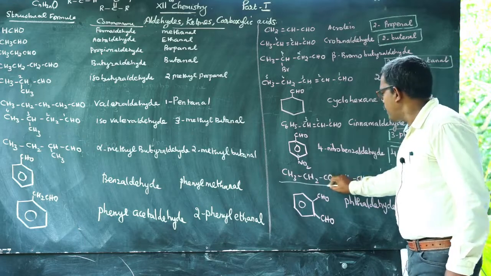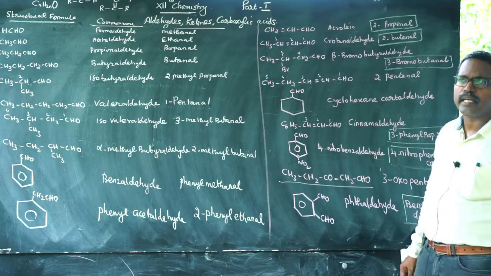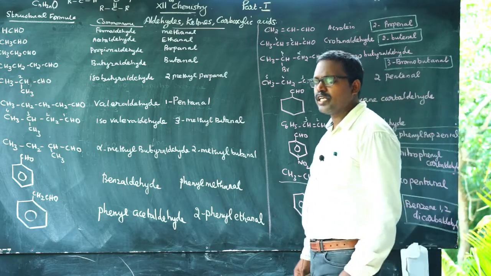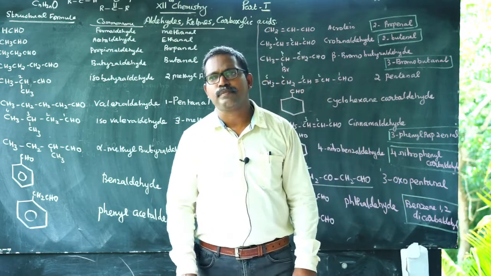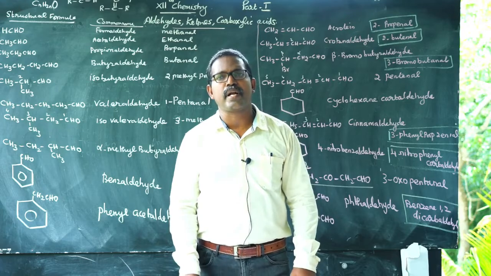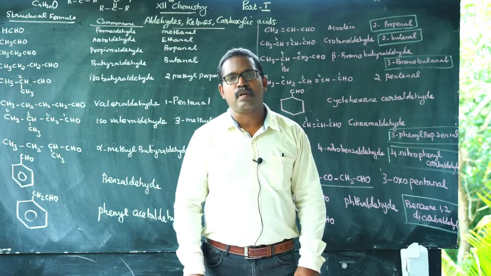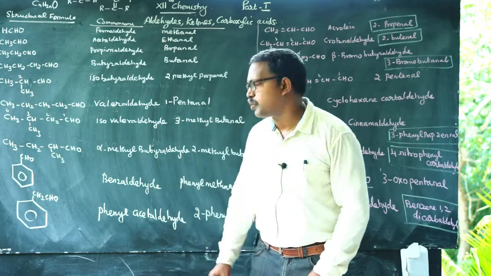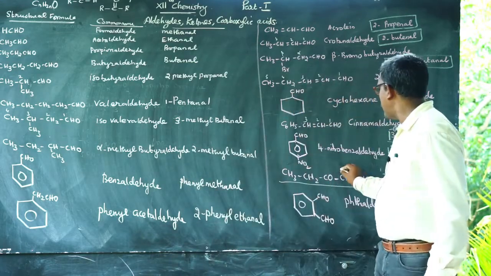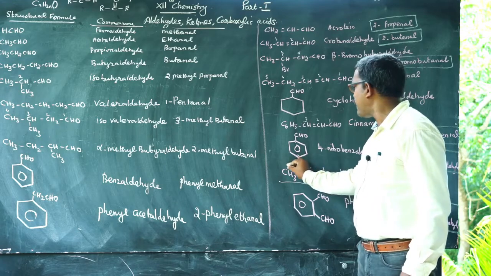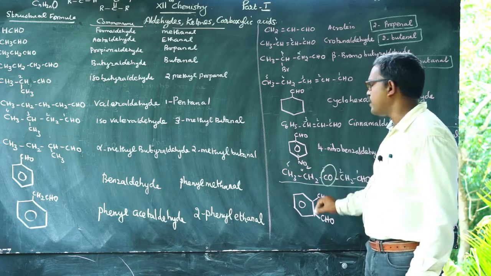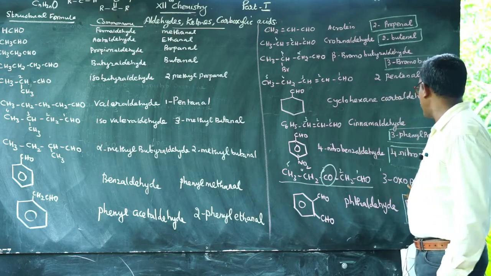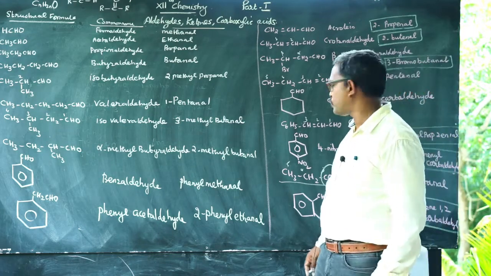Look at this compound, it consists of both aldehyde as well as ketone as functional groups. Suppose aldehyde and ketone are present in a single compound, which is taken as the primary functional group? You take the aldehyde as the primary functional group. Therefore, carbon number 1, 2, 3, 4, 5. On carbon number 3 a ketonic group is present. Therefore, 3-oxopentanal.